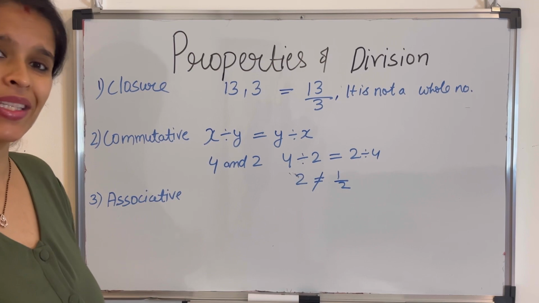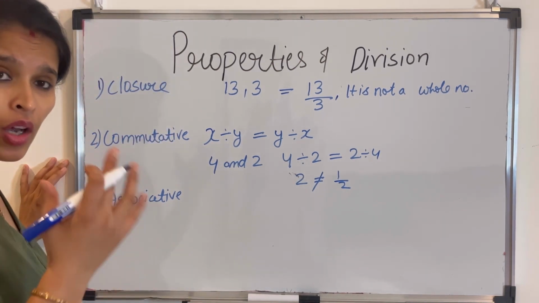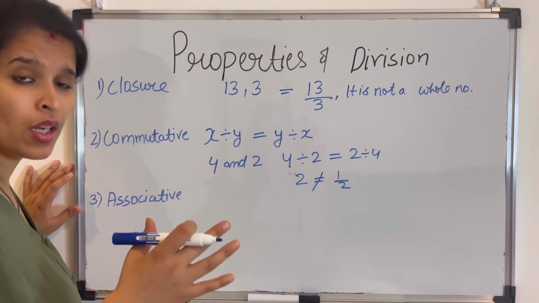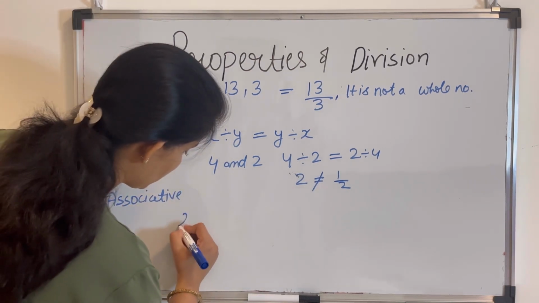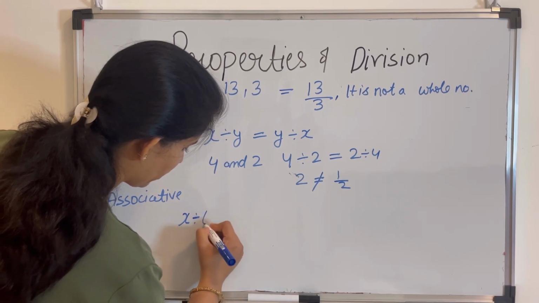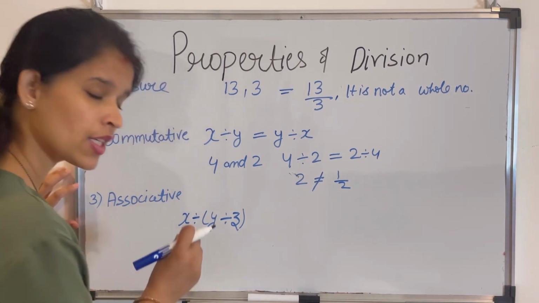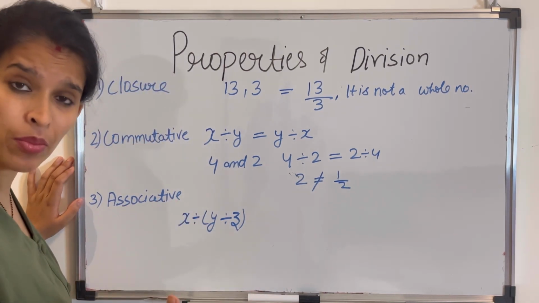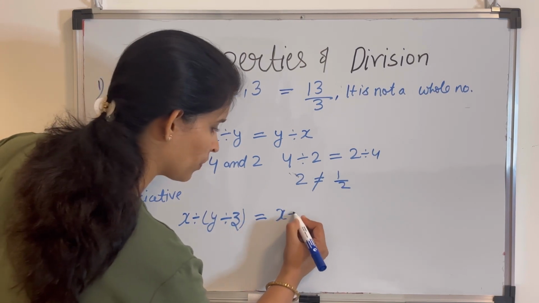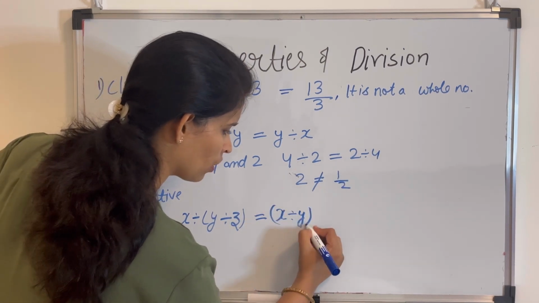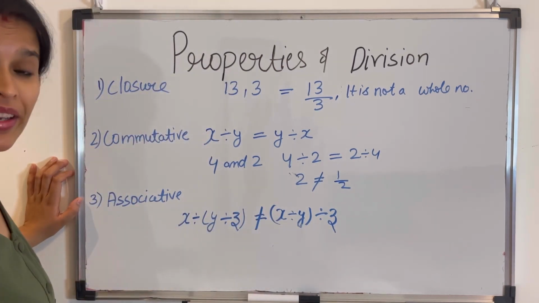Now the next one is associative. Associative means if we change the grouping of our numbers with the operation, the result should be the same. So this means x divided by y divided by z, where x, y, z are random whole numbers. Is (x divided by y) divided by z equal to x divided by (y divided by z)? No, it is not equal. This property doesn't hold in division.